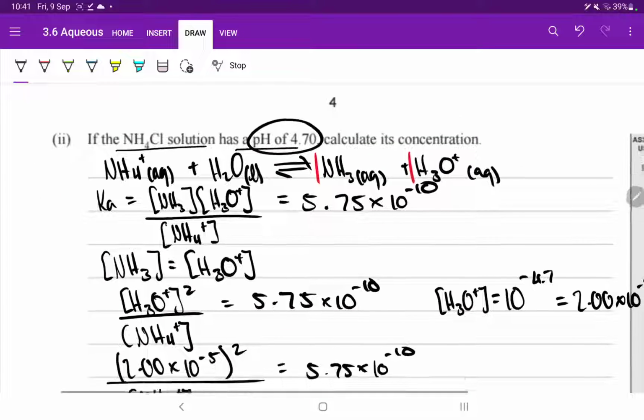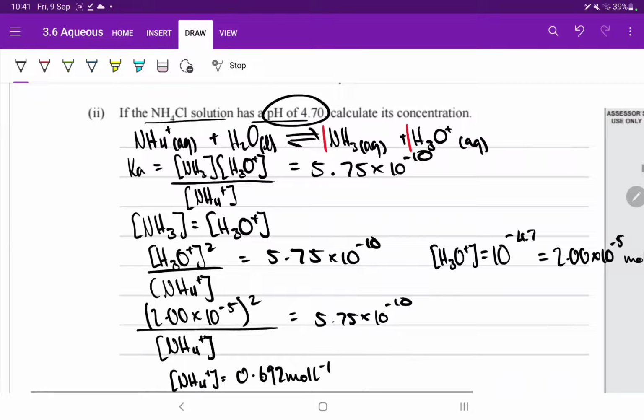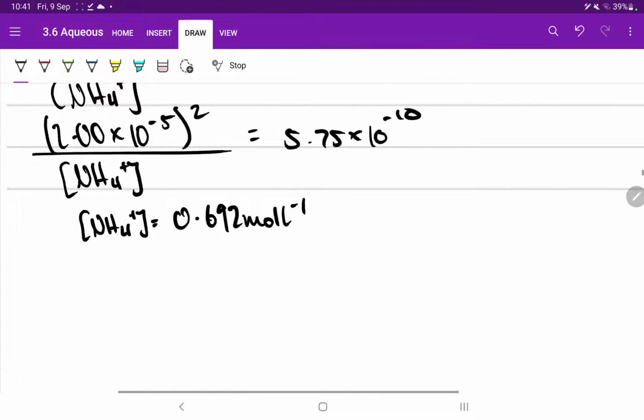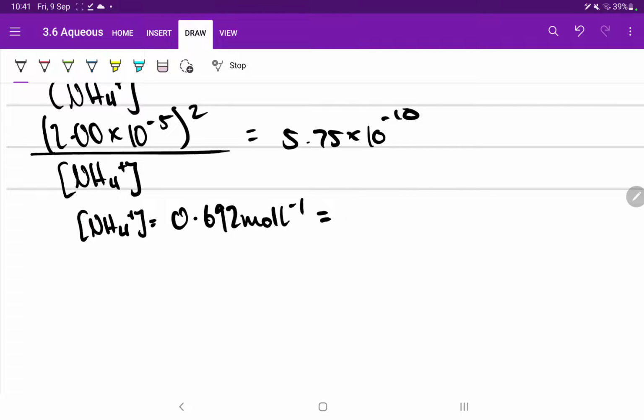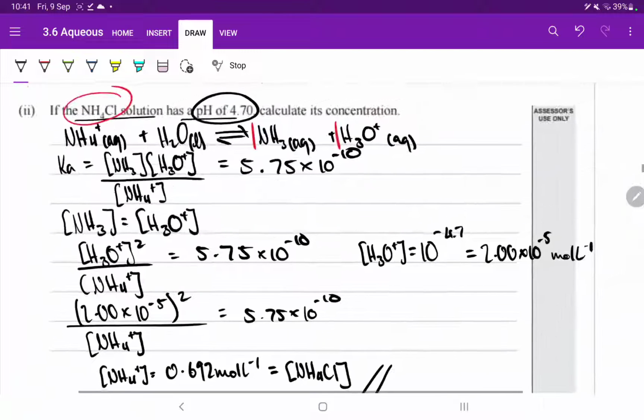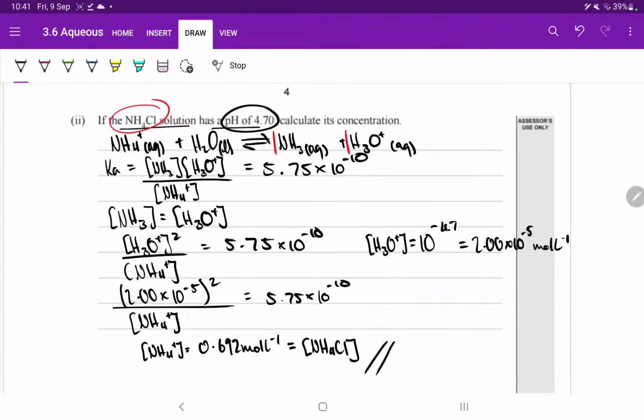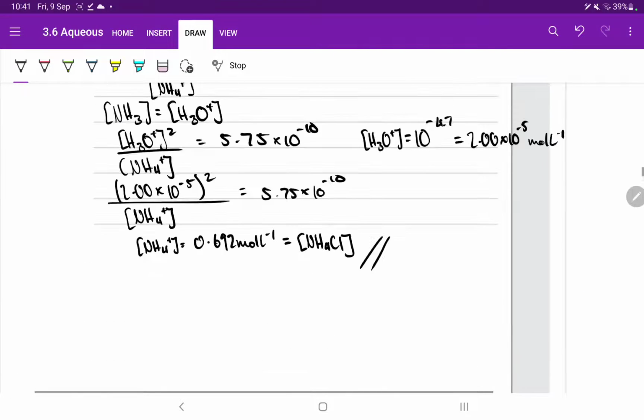And again, since it's a 1-to-1 ratio between ammonium and ammonium chloride, the concentration of ammonium will also be the same as the concentration of ammonium chloride. So that's your final answer. Cool. And that is the end of question 1.